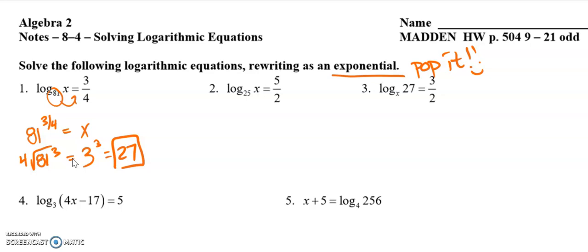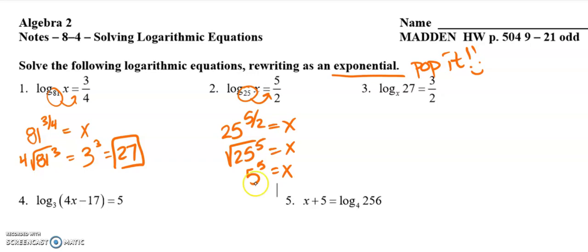Next up, number 2, log base 25 of x equals 5/2. Again, rewriting it as an exponential, that says 25 to the 5/2 is equal to x. 25 to the 5/2 means the square root of 25 to the 5th. The square root of 25 is 5, so we're left with 5 to the 5th, and 5 to the 5th is 3,125.